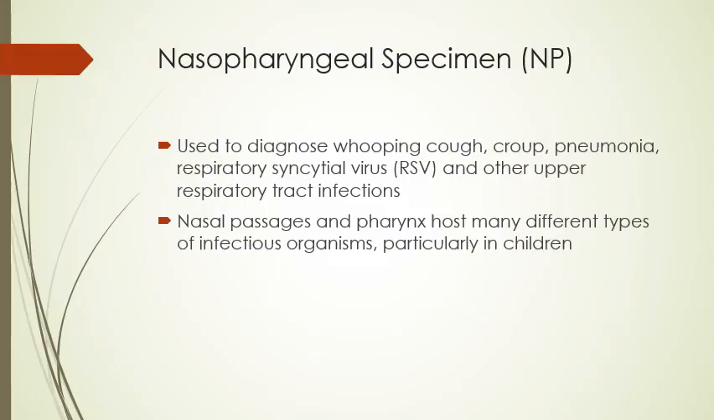The nasopharyngeal specimen, or nasal passage specimen. It's used to diagnose whooping cough, croup, pneumonia, RSV, and other upper respiratory tract infections. The nasal passages and pharynx host a lot of different types of infectious organisms, especially in children. So you'll see this NP or nasopharyngeal specimen done a lot on kids.